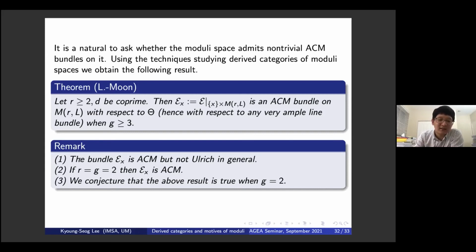I didn't say anything about genus 2, but when the rank is 2, we can check that E_x is indeed Ulrich, and we conjecture that the above result is true even when the genus is 2. I think there must be many other applications and interesting open problems, so I hope to report some new results in the near future.